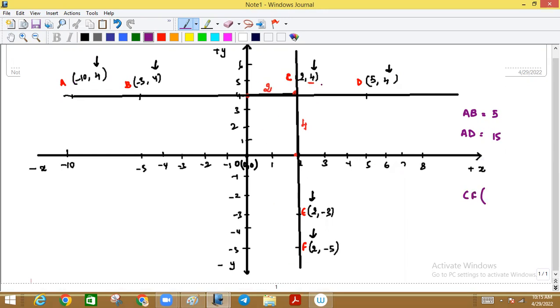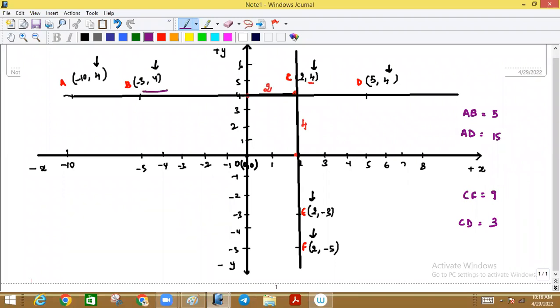What is the distance CF? 4 and -5. So the distance is how much? It's 9. Understood? What is CD? 2 to 5? It's 3. Find out the difference between them. When the points are on the same horizontal line or same vertical line, you can easily find out the distance between them, right?